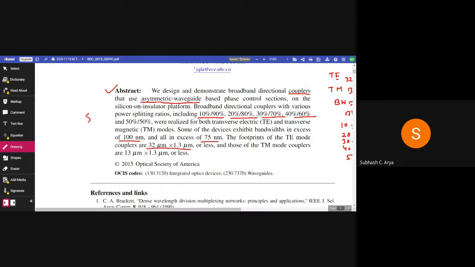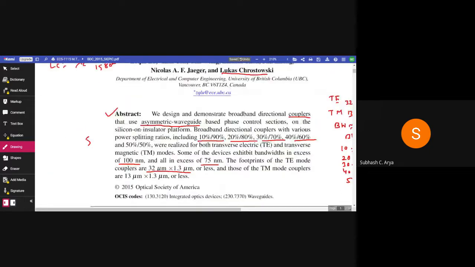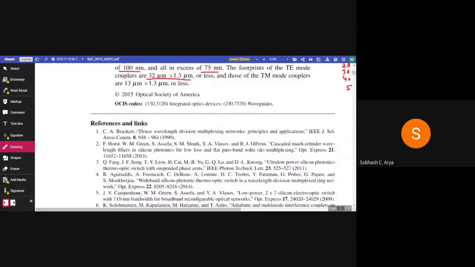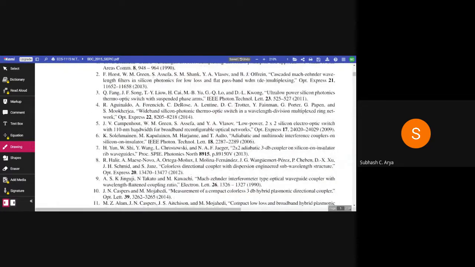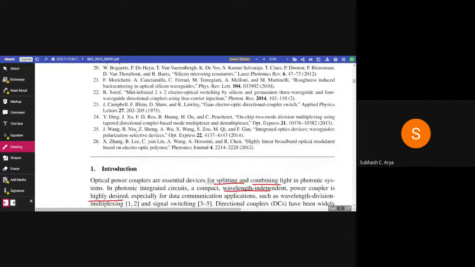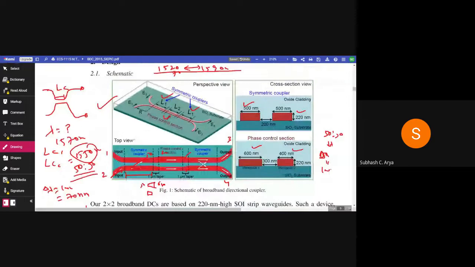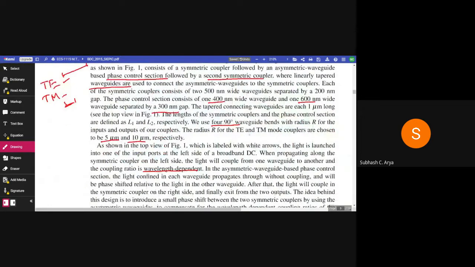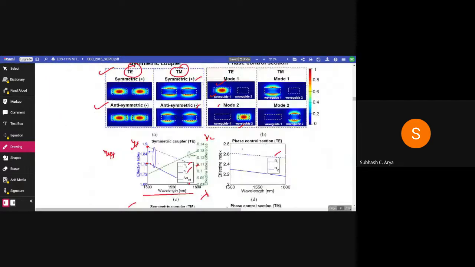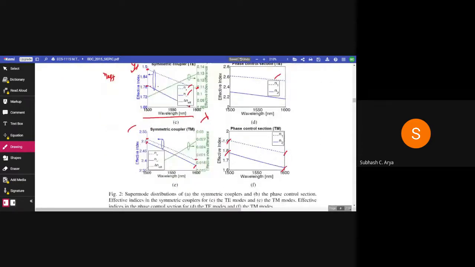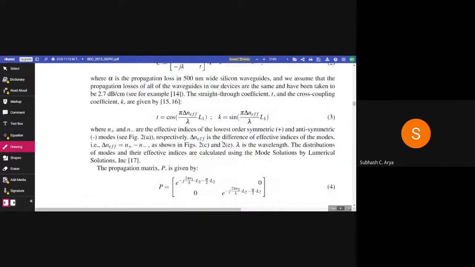But the philosophy, as we know, is that two symmetric and one asymmetric waveguide have been used, as shown in this figure 1. So this is L1, and this is also L1, which are symmetric, and this is an asymmetric waveguide structure L2, which is working as a phase control section. Now, we have already come to know about this effective index distribution with respect to change in the wavelength.